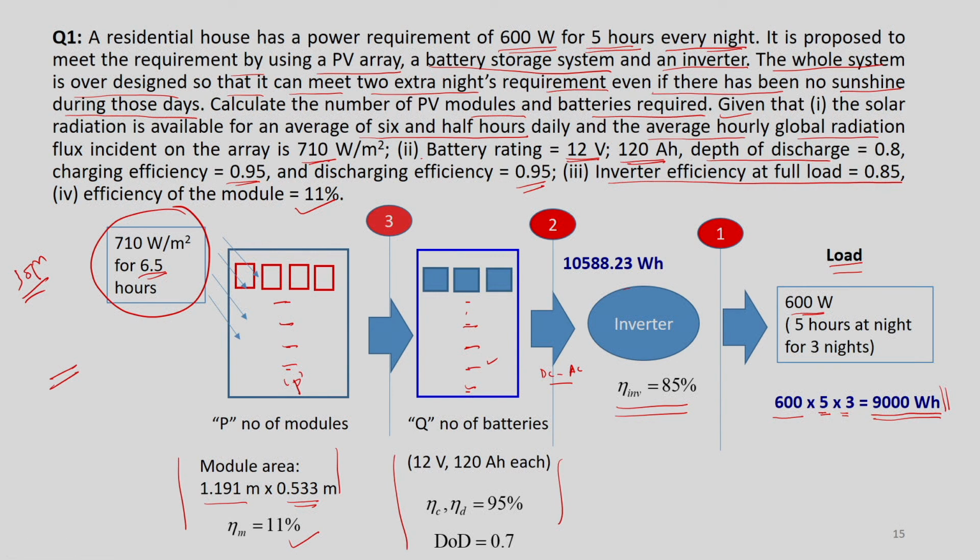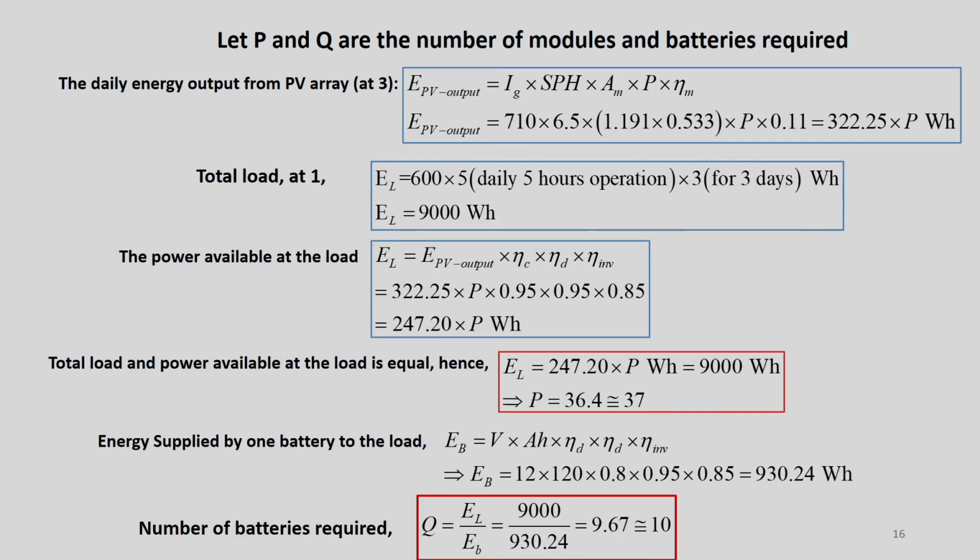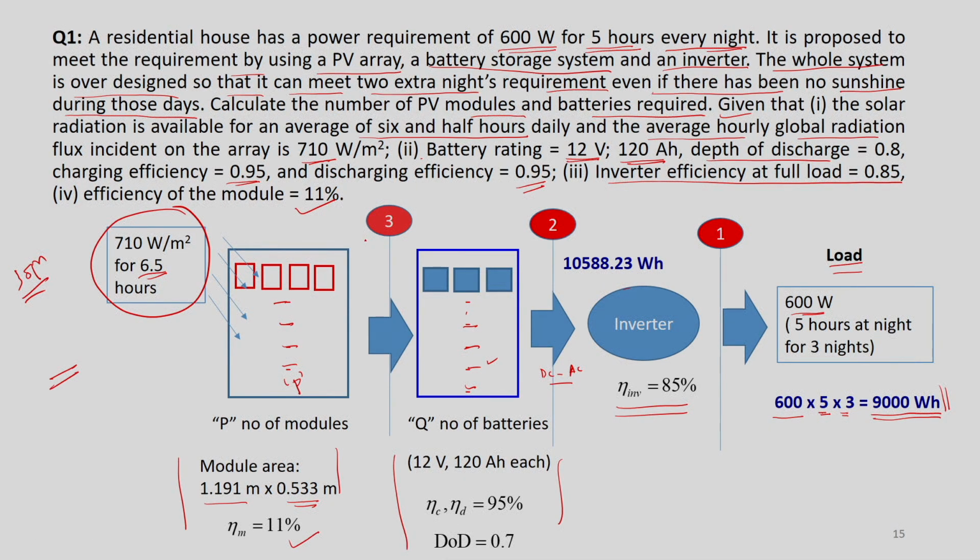Now, we are dividing this into 3 categories, 1, 2 and 3, so that we can do it more clearly. Let us consider P and Q are the number of modules and batteries required to run the system. Now, we will start with this supply part, the daily energy output from PV array at 3. If we go back here, this is what we are representing. The amount of energy which is generated by this PV module we need to know, how much energy is generated at this point.